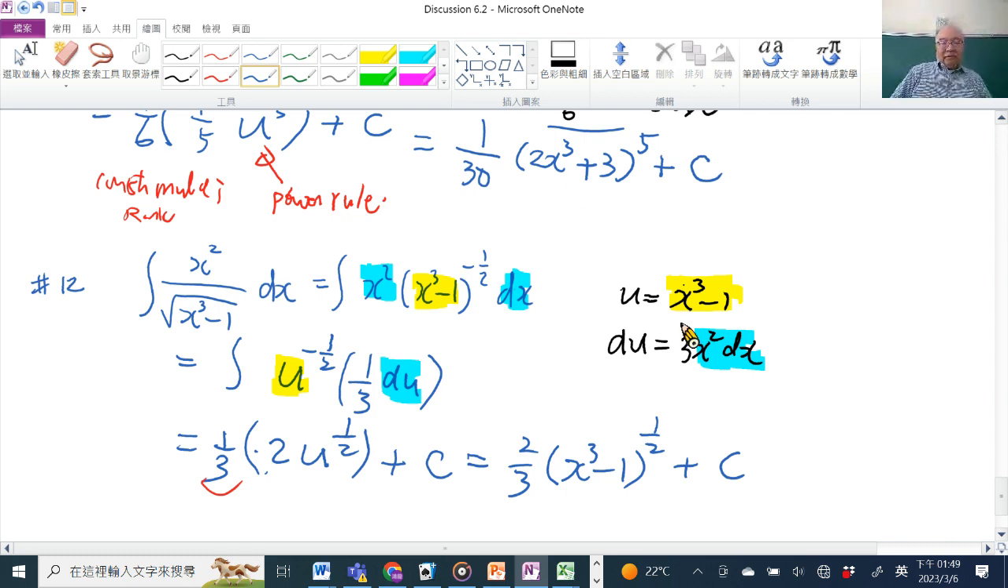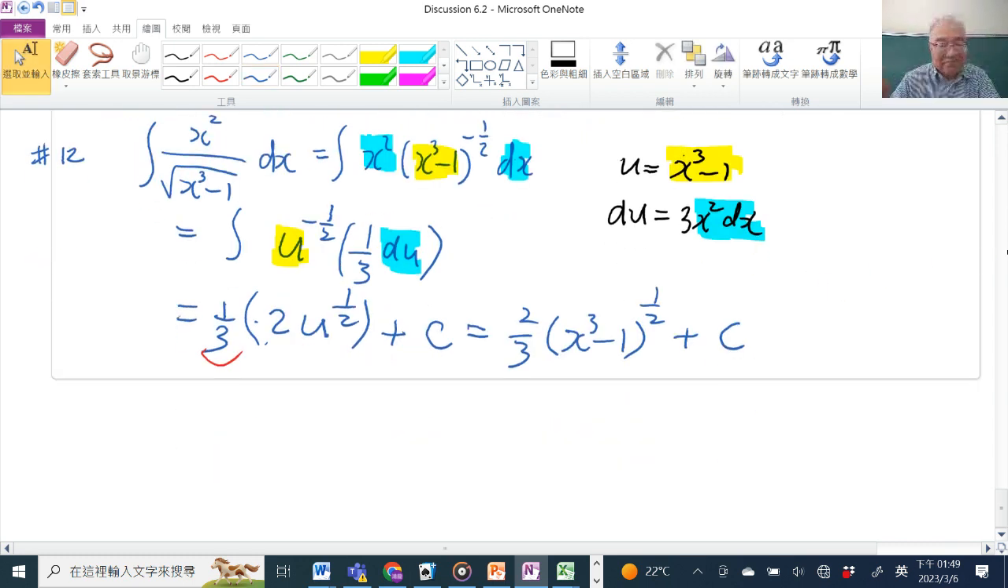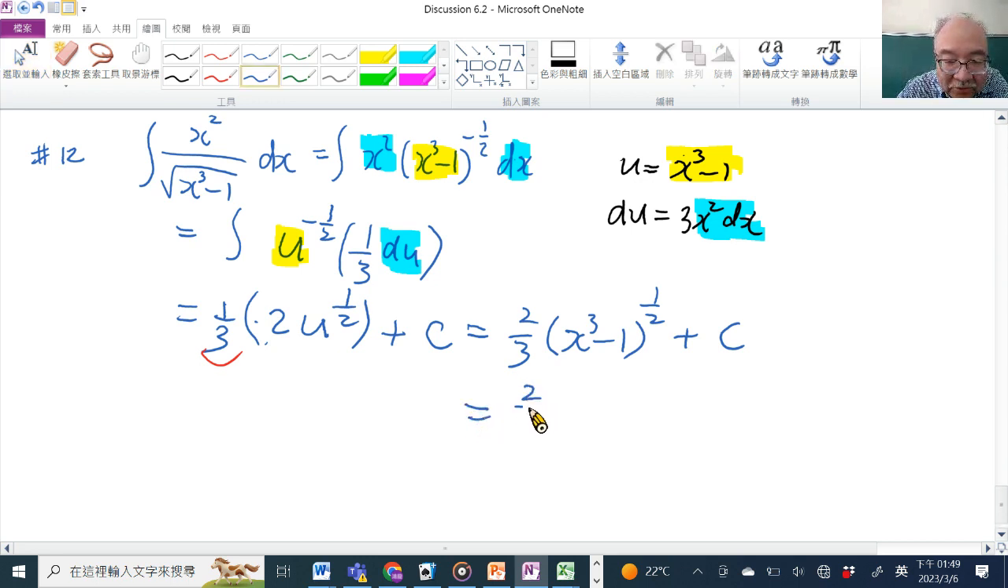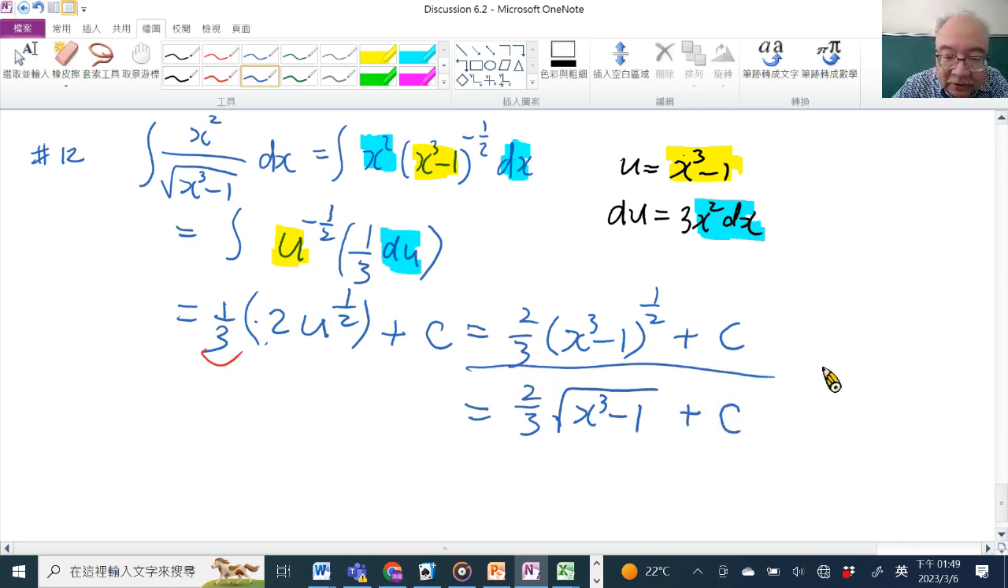Okay, and it's an option. You might use the square root. So you might want to say 2/3 square root of x cubed minus 1 plus a constant c. It doesn't matter which one you use. Power 1/2 will be fine. Written in the square root type will be fine. But you have to have x in there, and you have to replace the u. Okay, so that's question number 12.